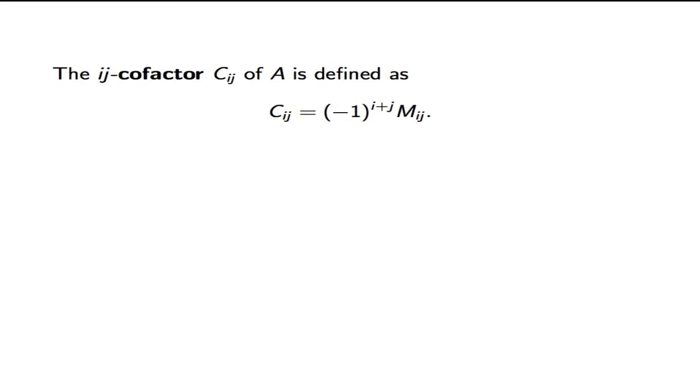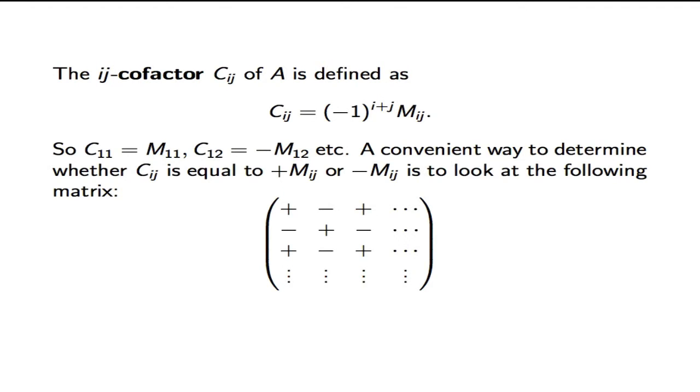Okay, so far we've defined the ij minor, and then the ij cofactor, C_ij of A, is defined to be minus 1 to the i plus j times M_ij. So the cofactor is either plus M_ij or minus M_ij. So for example, C11 is going to be M11, because 1 plus 1 is 2 and minus 1 squared is equal to 1, while C12 is going to be minus M12 because minus 1 to the 1 plus 2 is equal to minus 1, etc.